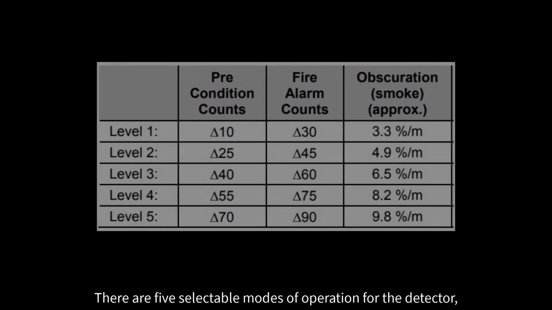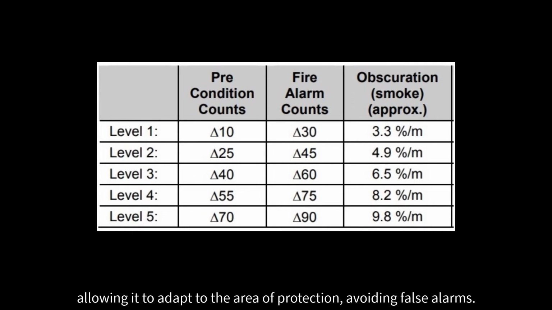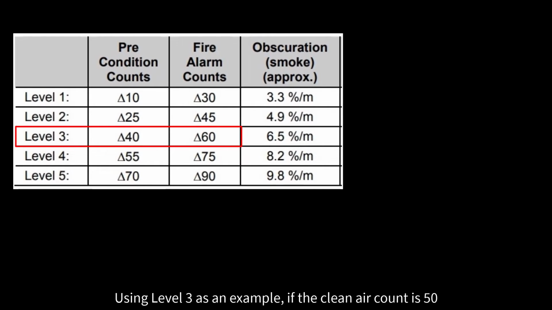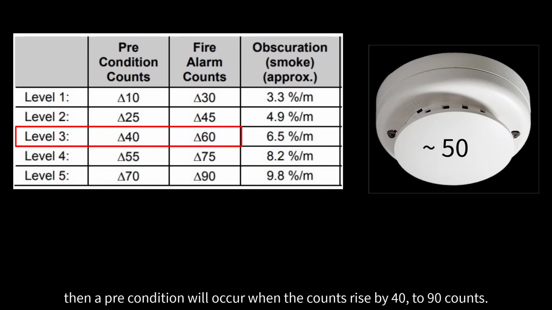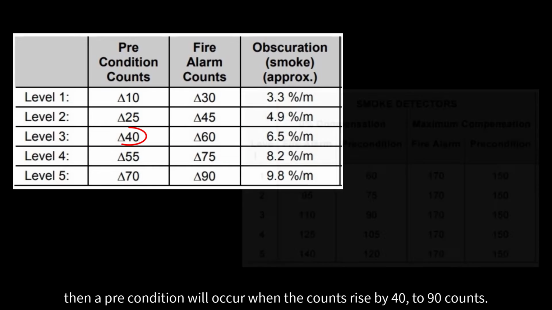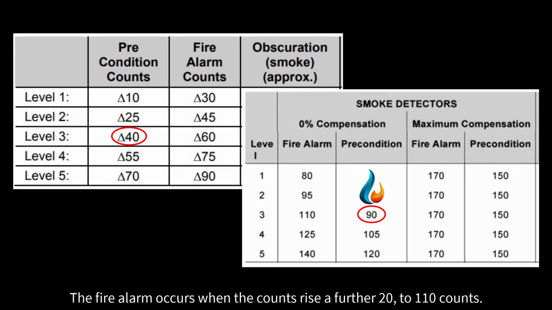There are 5 selectable modes of operation for the detector, allowing it to adapt to the area of protection, avoiding false alarms. Using level 3 as an example, if the clean air count is 50, then a precondition will occur when the counts rise by 40 to 90 counts. The fire alarm occurs when the counts rise a further 20 to 110 counts.